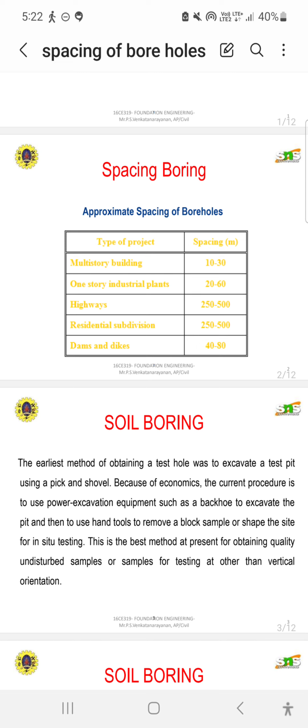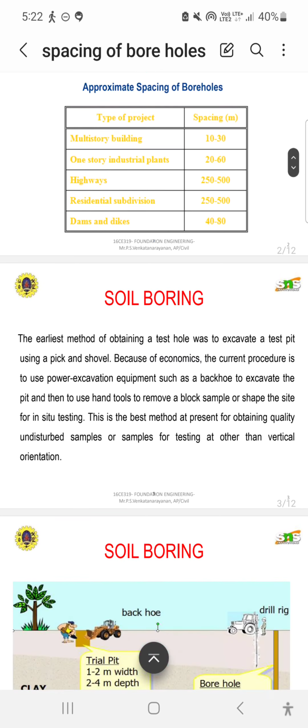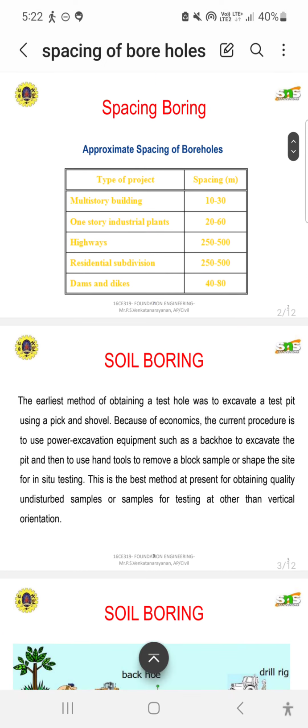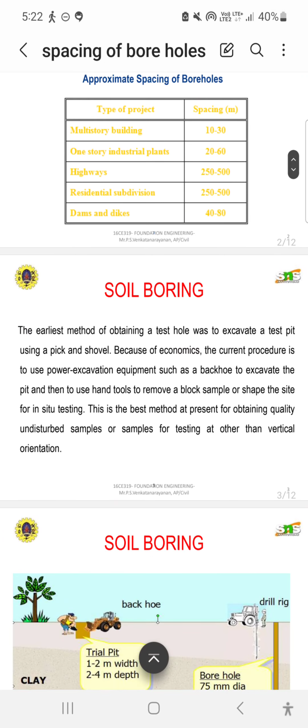For one-story industrial plants, the spacing of boreholes is 20 to 60. For highways, 250 to 500. For residential subdivisions, 250 to 500. For dams and dikes, we have taken the spacing of boreholes as 40 to 80. So these are the tables we have given for the approximate spacing of boreholes.